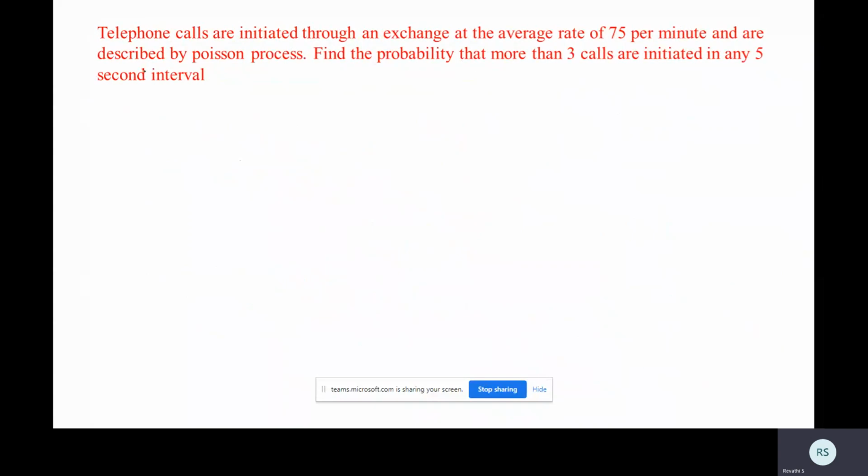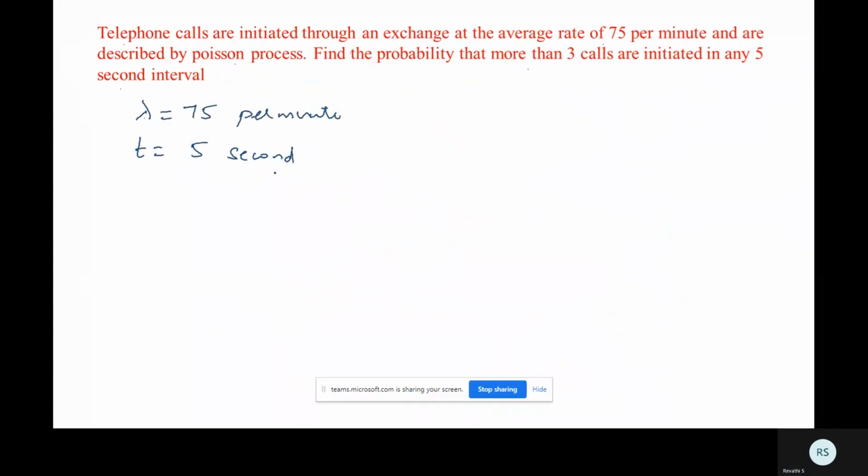You take the second problem. This is the second problem. Telephone calls are initiated through an exchange at the average rate of 75 per minute and are described by a Poisson process. So 75 per minute, okay, so lambda equal to 75 per minute. What is the question? Find the probability that more than 3 calls are initiated in any 5-second interval. So the interval is 5 seconds, T is given as 5 seconds.